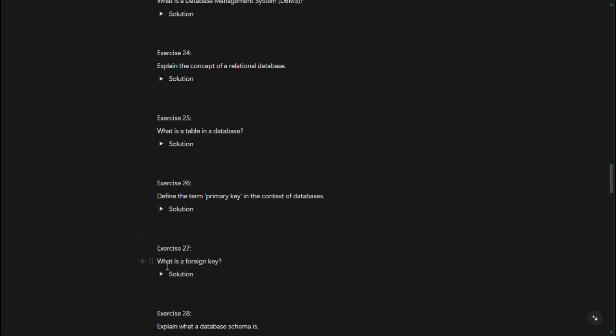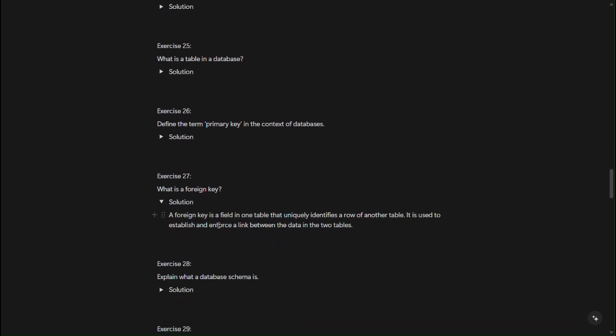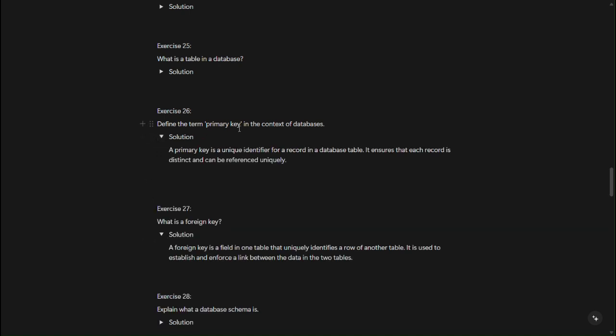Now, what is a foreign key? A foreign key is a field in one table that uniquely identifies a row of another table. It is used to establish and enforce a link between the data in two tables. This is the difference between the primary key and the foreign key.